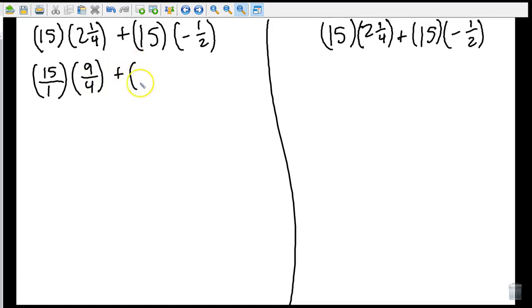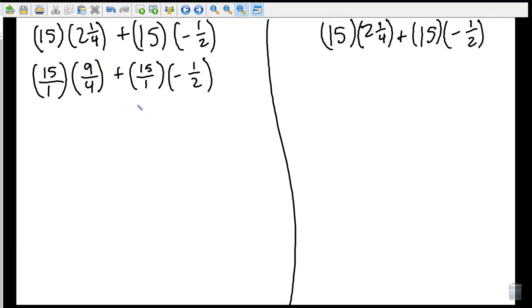Plus 15 over 1 times negative 1/2. Okay? So they're already multiplying, so we do not need KCF. That is only when we are dividing. Keep, change, flip is only when we are dividing. This is multiplication, okay? So let's get into it.